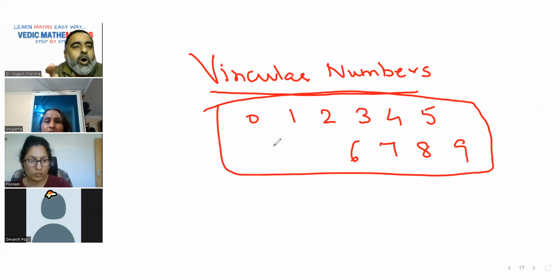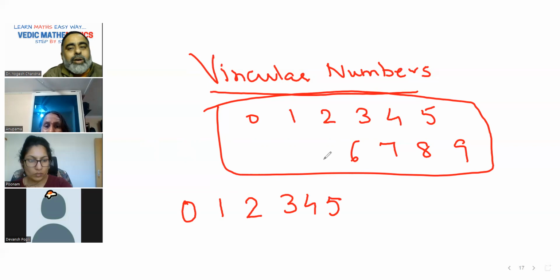But we wanted smaller numbers so that our calculation should be very small. So in Vinculum, we have only 0, 1, 2, 3, 4, and 5. We don't have 6, 7, 8, 9. And the second important thing: in normal numbers, if you write minus 87, that means 87 is negative. If you write positive, then 87 is positive. It cannot be that 8 is negative and 7 is positive. But here it is possible.